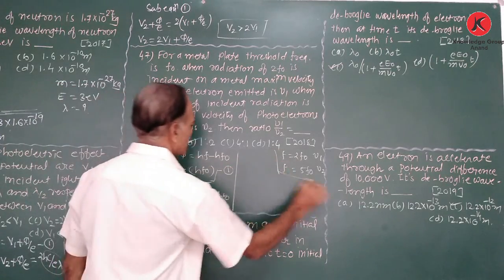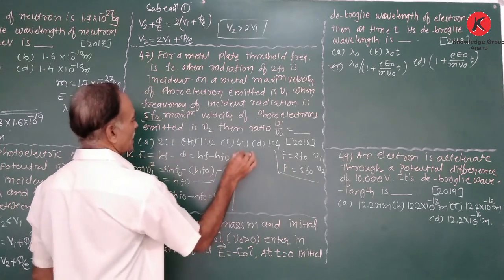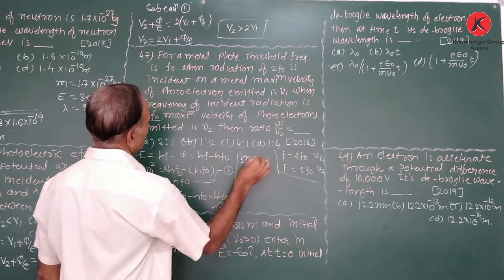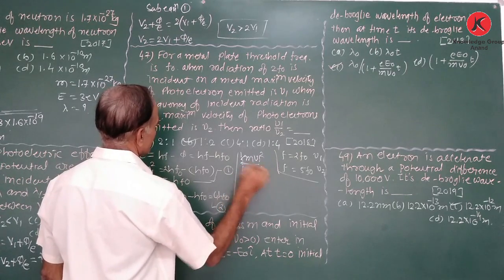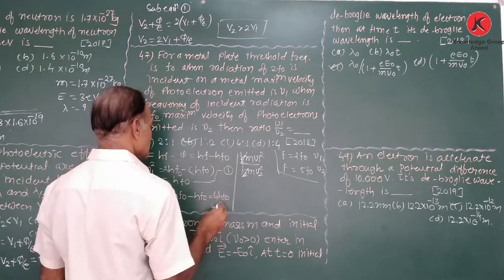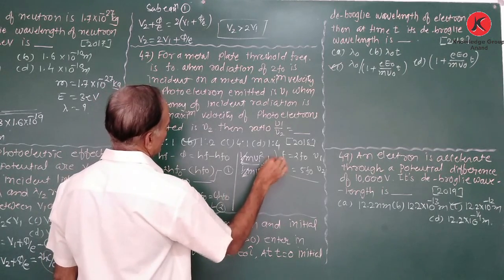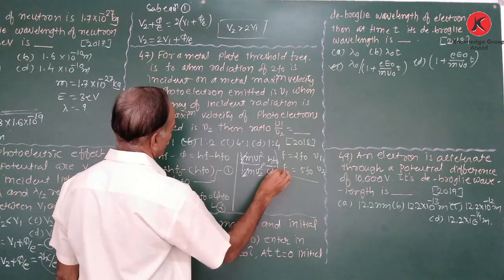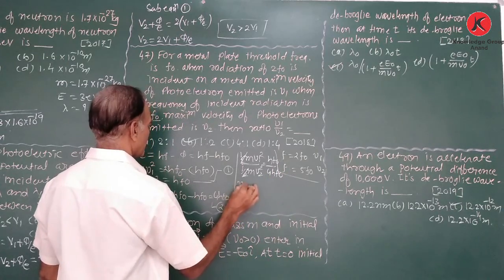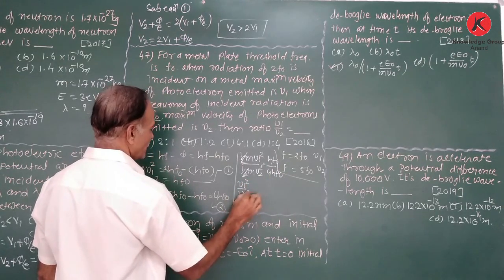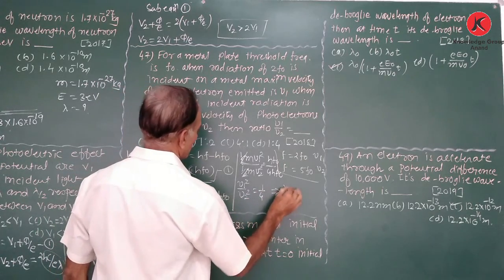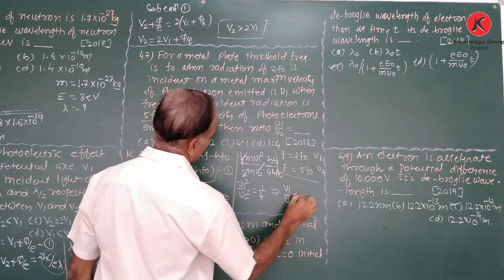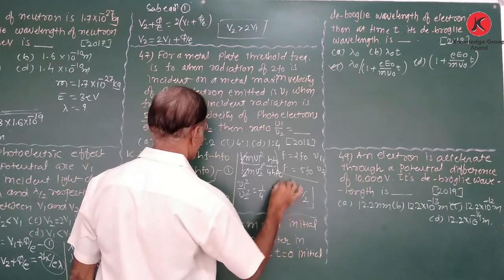Now we take the ratio: half m v1 square upon half m v2 square, where half m cancels, is equal to hf0 upon 4hf0. Therefore, v1 square upon v2 square is equal to 1 by 4. Therefore, v1 upon v2 is equal to 1 by 2.